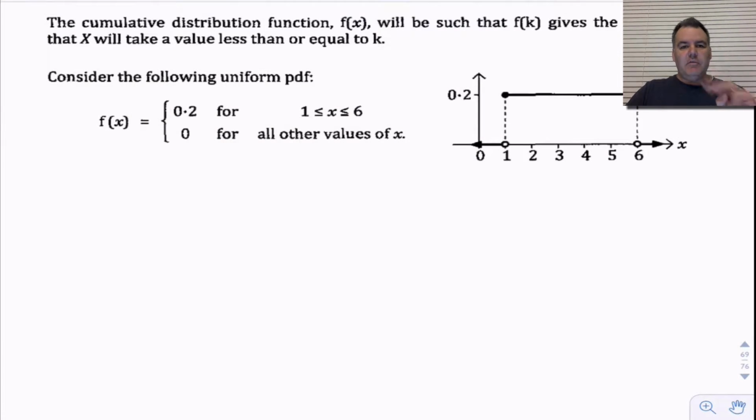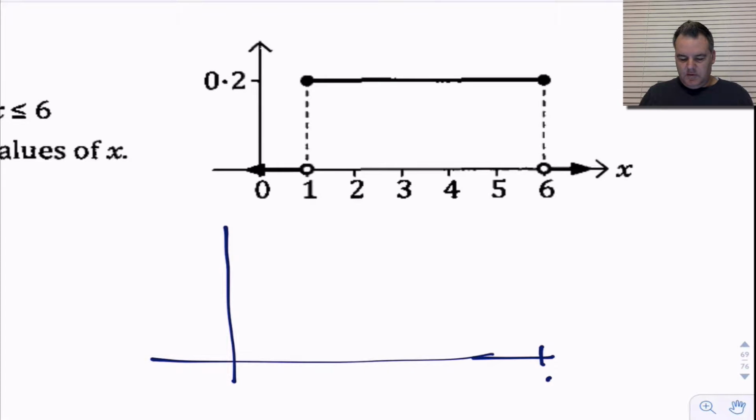So let's look at 3 examples here. The first one, we've got our uniform continuous distribution function, and we want to work out what's the cumulative distribution function. So as it's got at the top here, the cumulative function will be such that F of k gives the probability that x will take values less than or equal to k. Okay, so 6 is here, 1 is here. So clearly, the cumulative distribution function starts at 0 at 1. Okay, 2, 3, 4, 5. We know we're going to end up at 1 for 6. That's our final value there.